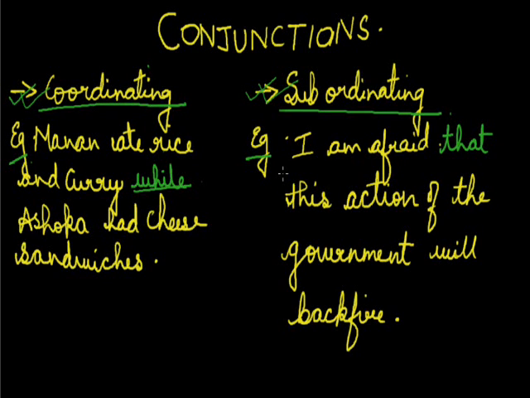Similarly, now coming on to subordinating conjunction. A subordinating conjunction is used to join two statements, one of which is dependent on the other. Now here again I have taken two sentences: the first is I am afraid and the second is this action of the government will backfire. If you read the first sentence, I am afraid, it is conveying a meaning to you, but the second sentence, this action of the government will backfire, is not giving a complete message, because what I am talking about is related to the first sentence. I am afraid why? Because the action of the government will backfire. So the second statement is dependent on the other.